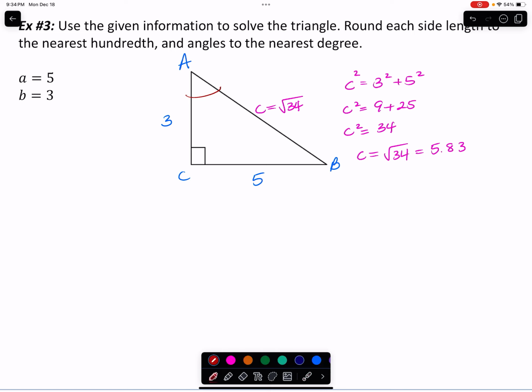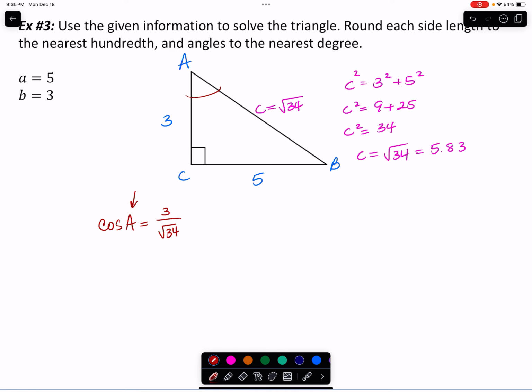Let's use cosine. So the cosine of A is going to be the adjacent side, 3, divided by the square root of 34. And this would be where you would want to use the square root of 34 rather than 5.83. If you don't want to use a radical or you don't want to use a rounded measure, then you can just use tangent because those two values are exact. But this works.